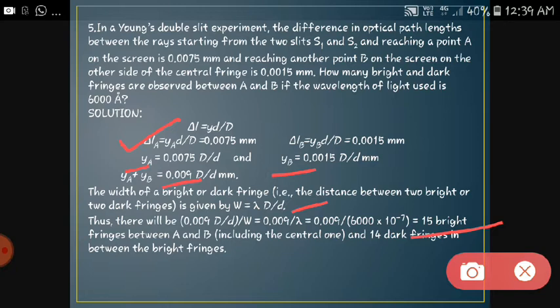So between A and B, including the central one, 14 fringes are there between the bright fringes: 14 dark and 1 bright, because the central is obviously bright. So that will be counted as 1, and the other 14 are dark. Why is it so? Because we are getting the value as 15, which is an odd integral multiple. That's why. Okay, so this is it for this Young's double slit experiment.